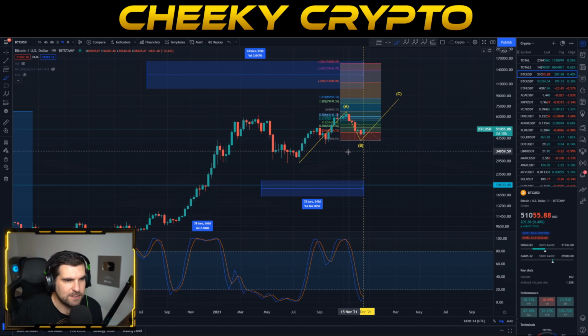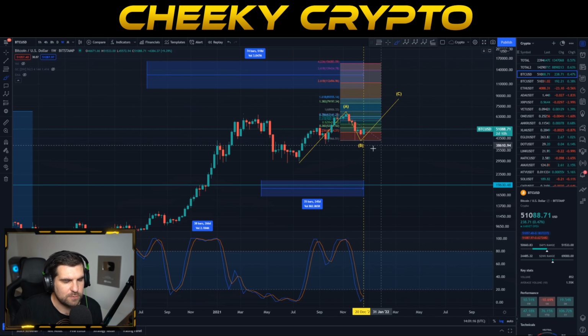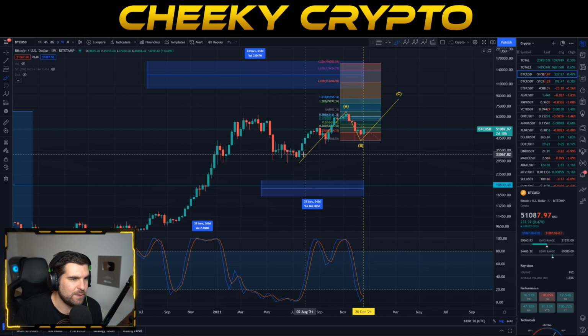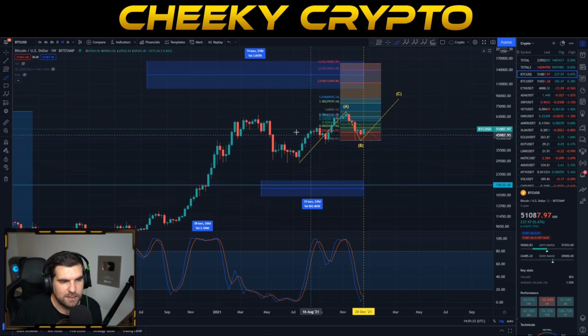And that's why we have these ABC corrective moves or the impulsive directional moves, depending on whether you're going up or down. It doesn't really matter. ABC down, ABC up, 1 through 5 up, 1 through 5 down. They work exactly the same way. Corrective just means that it's short term, whereas impulsive means slightly longer term. Okay, so that's kind of how we look at it.